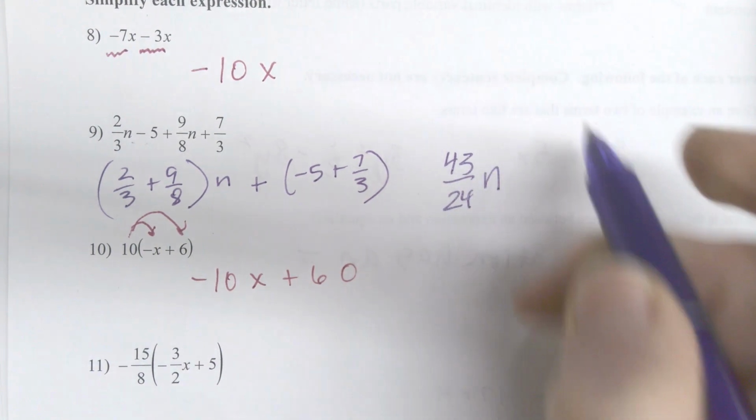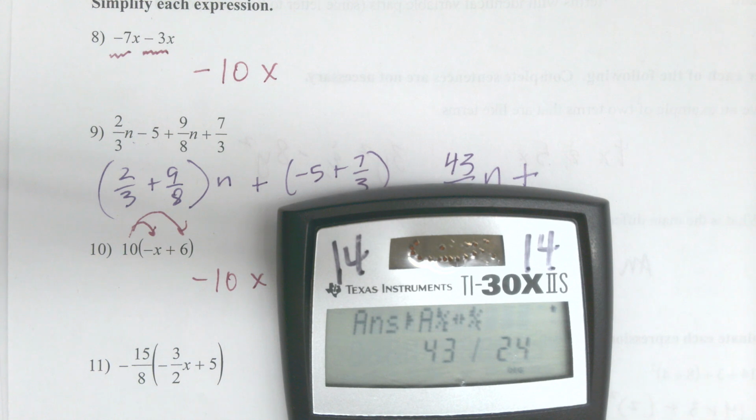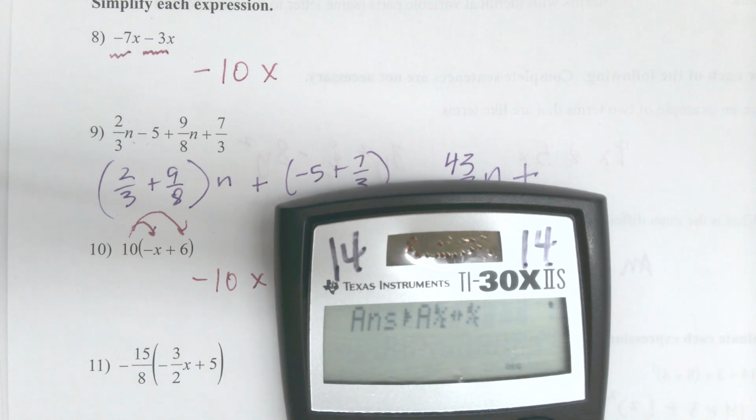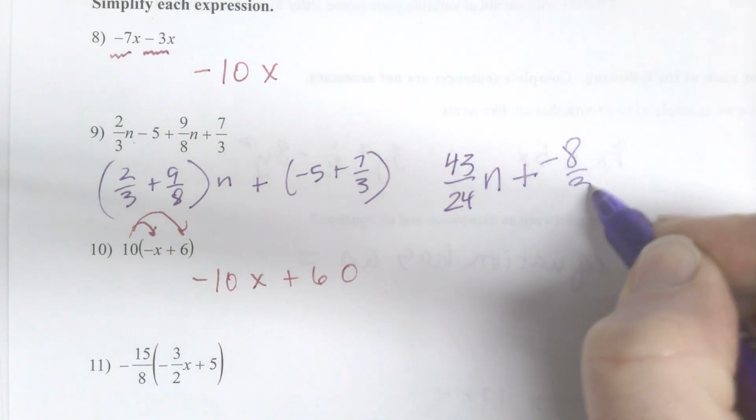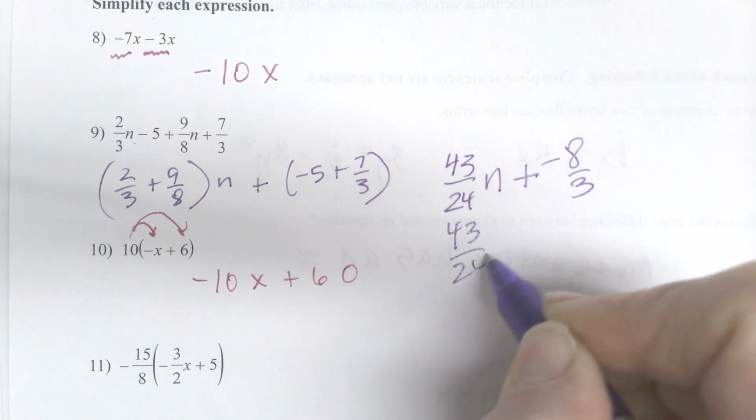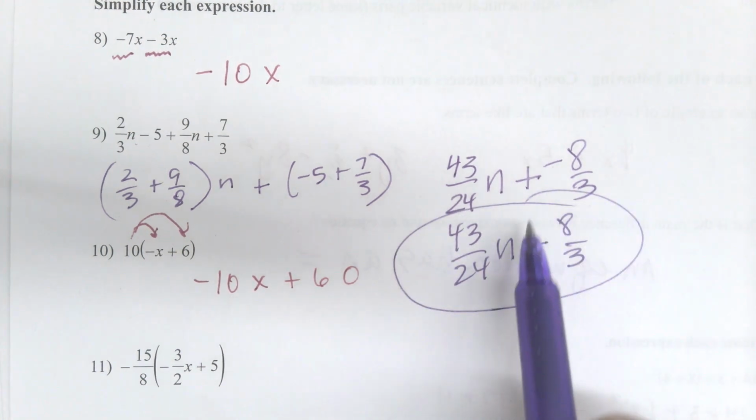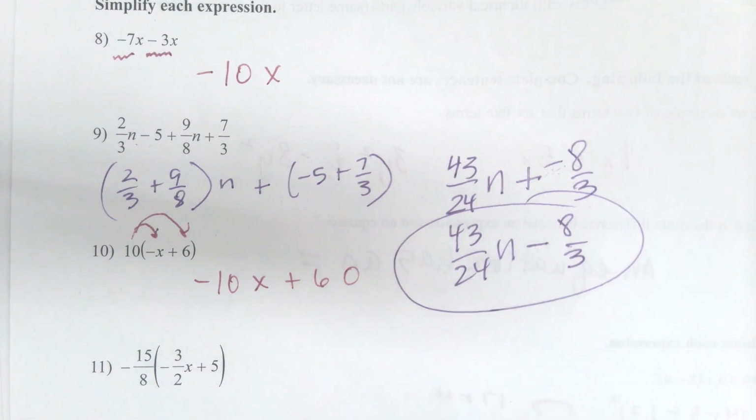43/24 n plus, then I'll do the next part, -5 plus 7/3, -2 2/3. Again, I'm going to change that to improper. So -8/3, so plus -8/3. So I'd write that as 43/24 n minus 8/3 for my final answer. The multiple choice will not give a double sign like that, so it'll always rewrite it in that other form. So watch out for stuff like that.